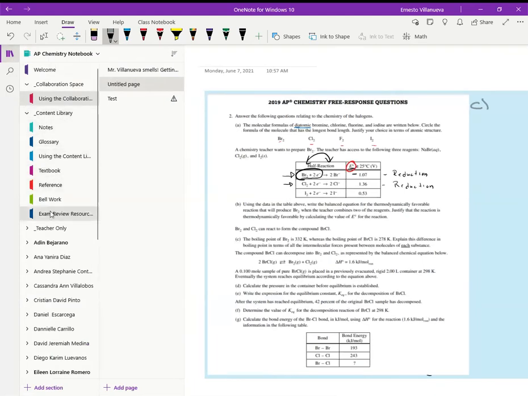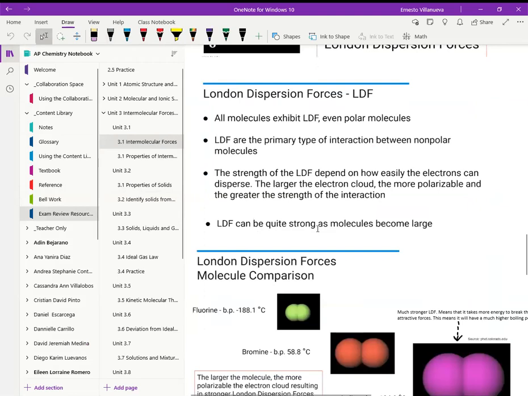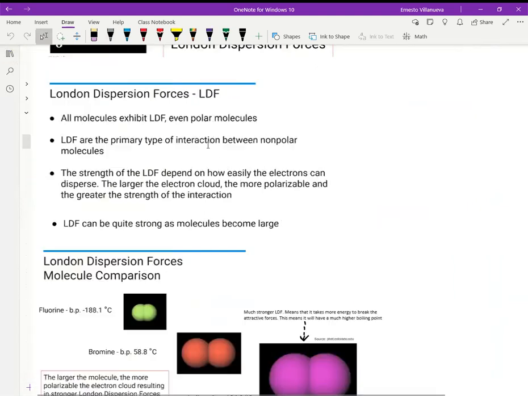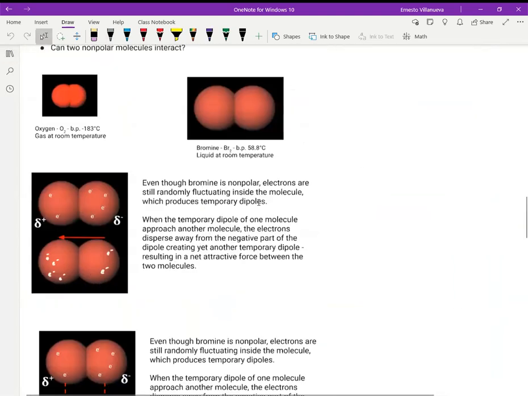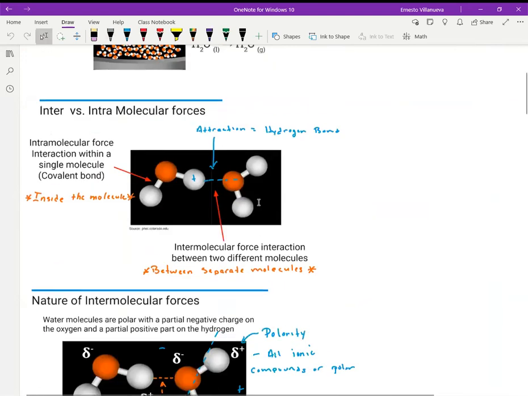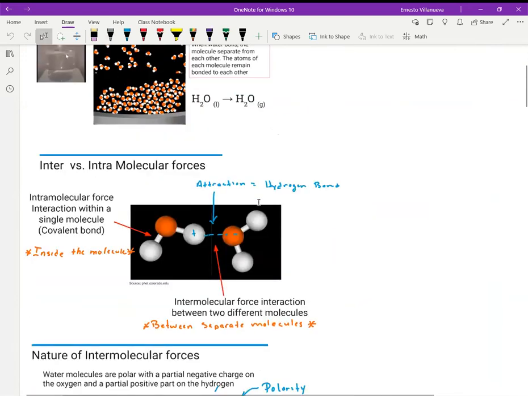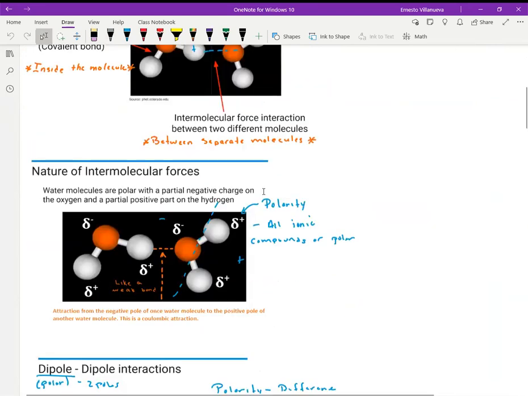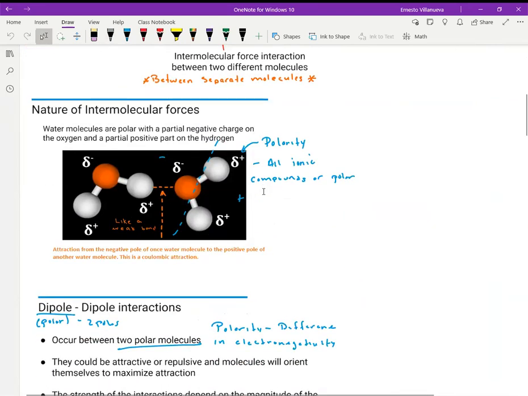I'm going to go to my exam resources, to unit 3.1, and we're going to talk about intermolecular forces. I'm going to just go through it real quick one more time. We already have a pretty good idea of what intermolecular forces are. These are the forces that exist between molecules. And there are different types, okay?